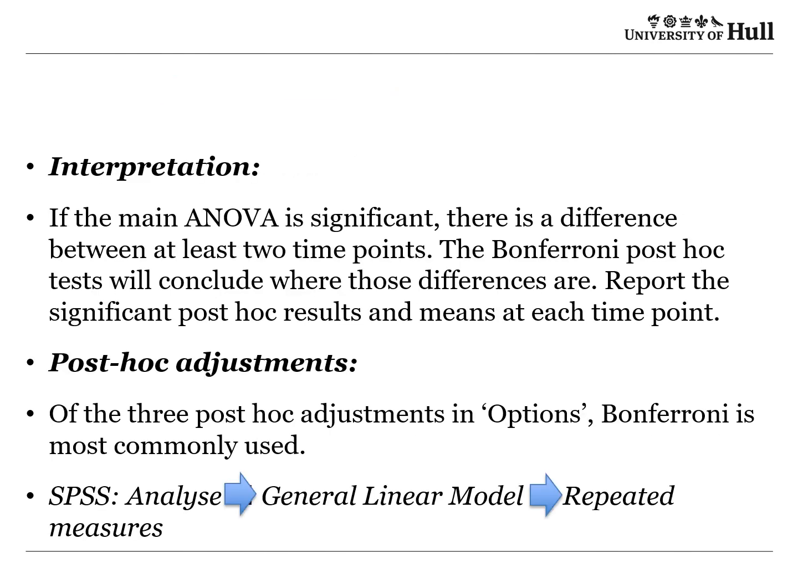And the interpretation: if the main ANOVA is significant, there's a difference between at least 2 time points, and the Bonferroni post-hoc tests will conclude where those differences are. Report the significant post-hoc results and the means at each time point. And of course the post-hoc adjustments can be made, and the most common one here is definitely the Bonferroni test. So to find the repeated measures ANOVA, you go into SPSS, Analyze, General Linear Model, and then Repeated Measures.